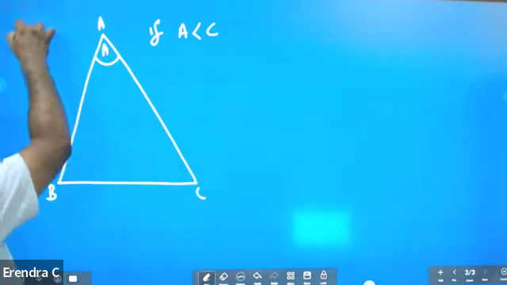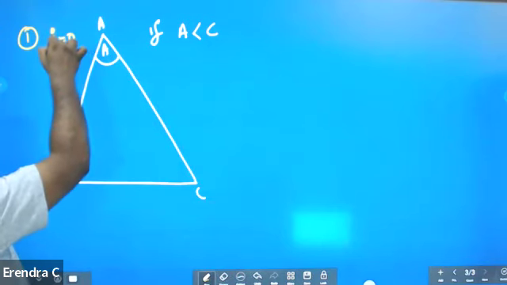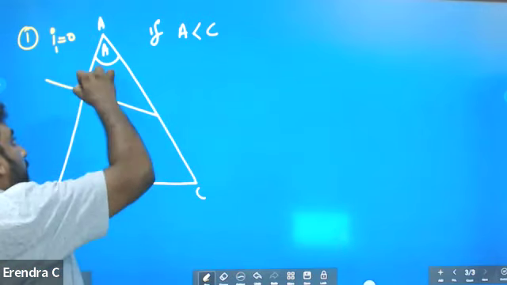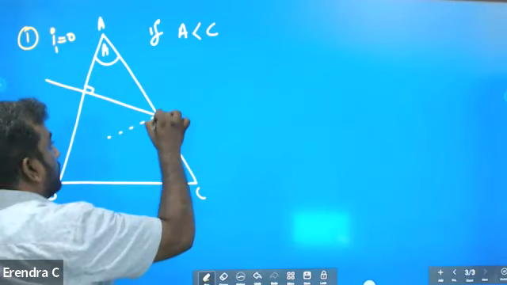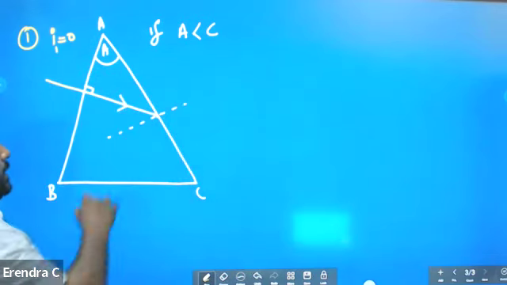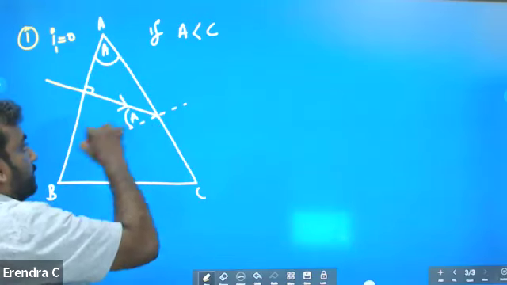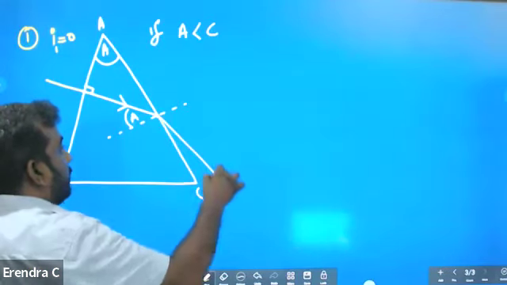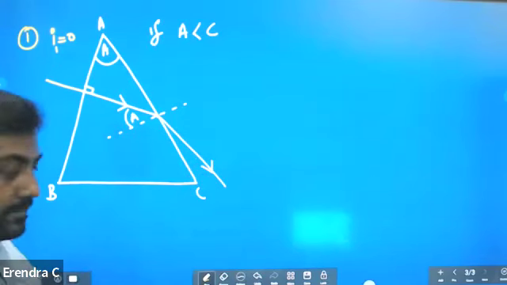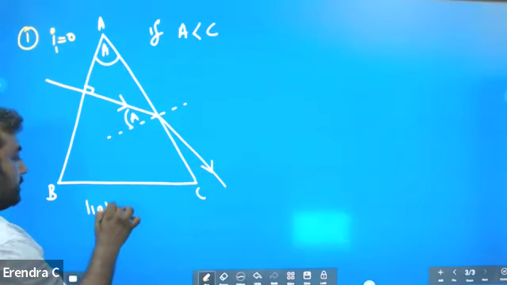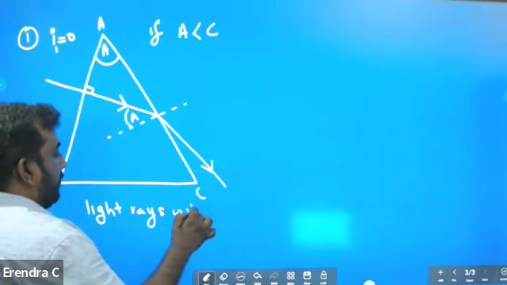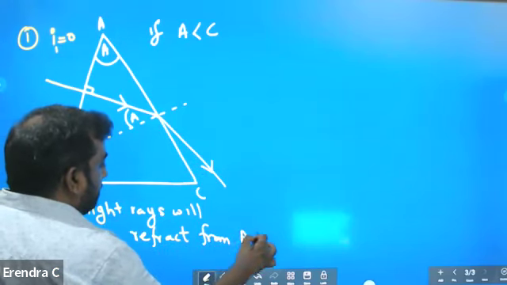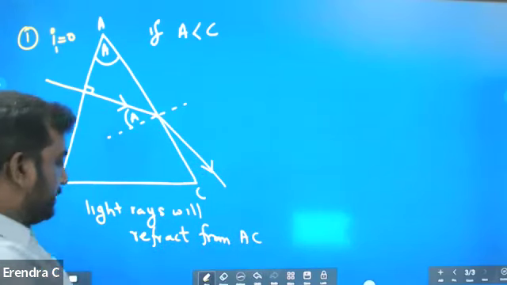Now, condition number 1: I1 is 0. What do you mean by I1 is 0? Light rays are coming perpendicularly here. Here, 90 minus A, this is A. A is less than the critical angle, so refraction will take place. Light rays will refract from AC.